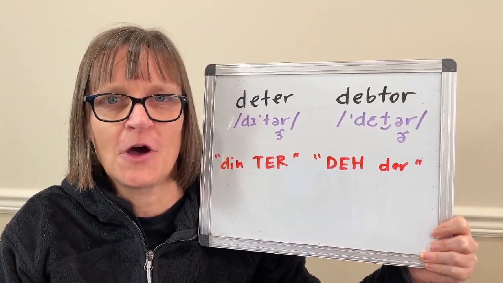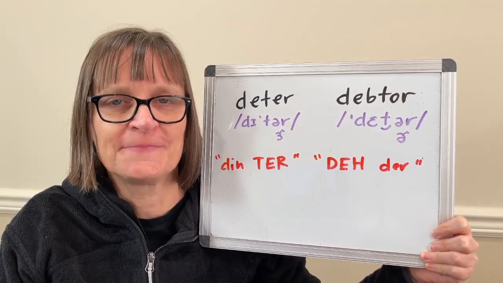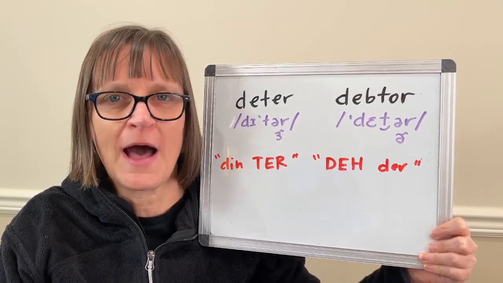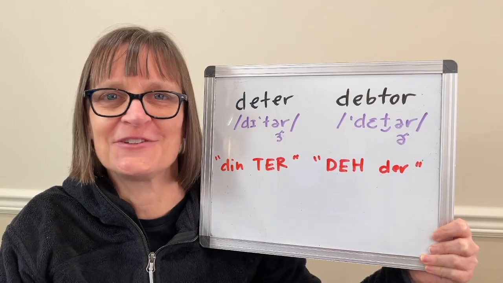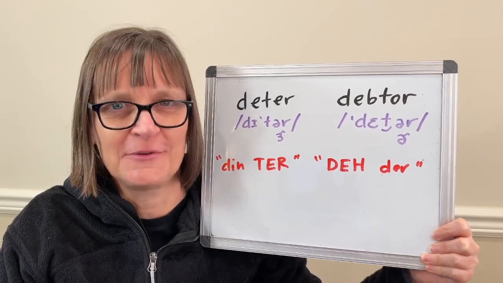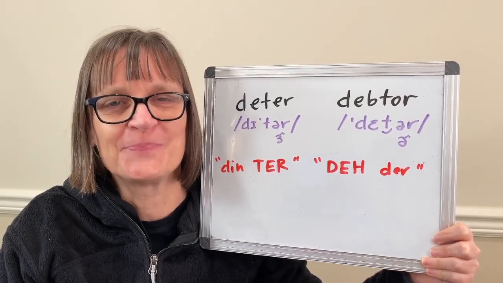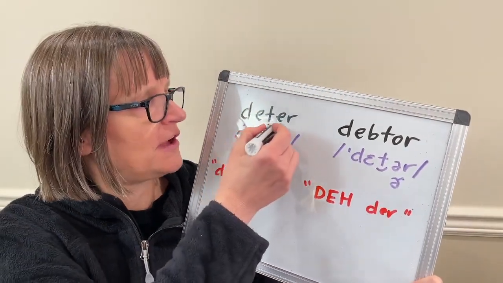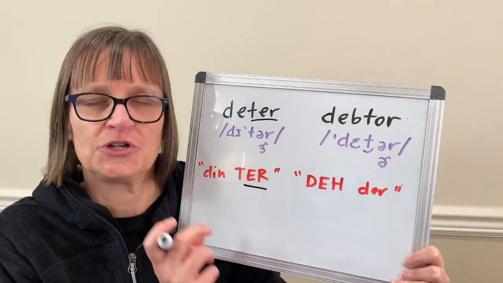In this video, we'll look at the words deter and debtor, and we'll talk about how to pronounce them, how they're different from each other, and some details that will help you not only with these words, but other words in English as well. So when we have the word deter, our stress falls on the second syllable, ter.